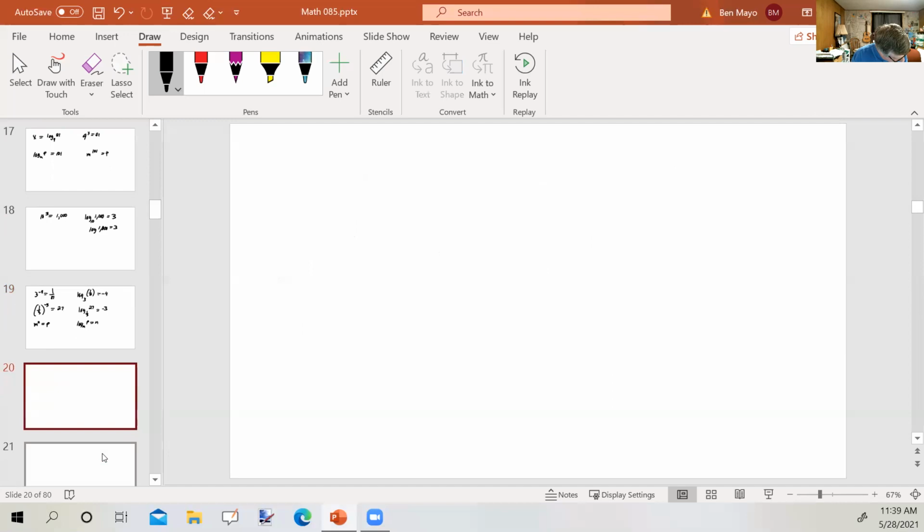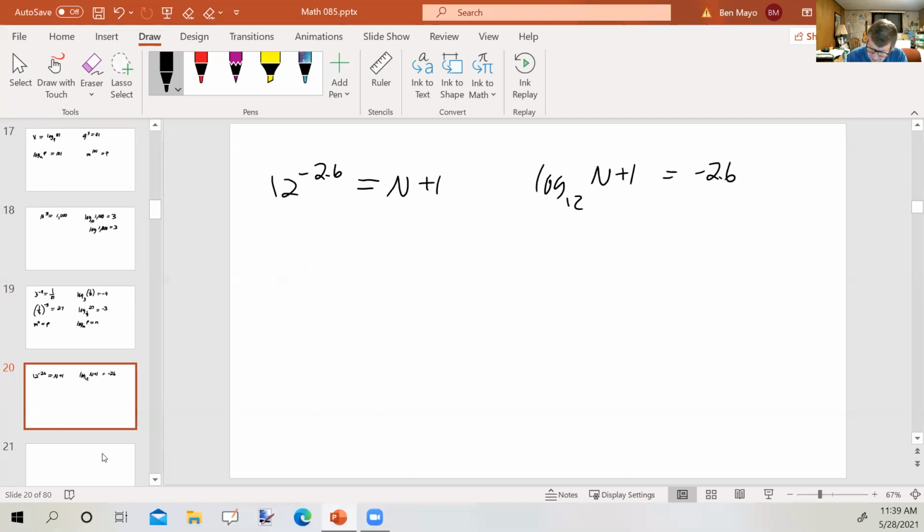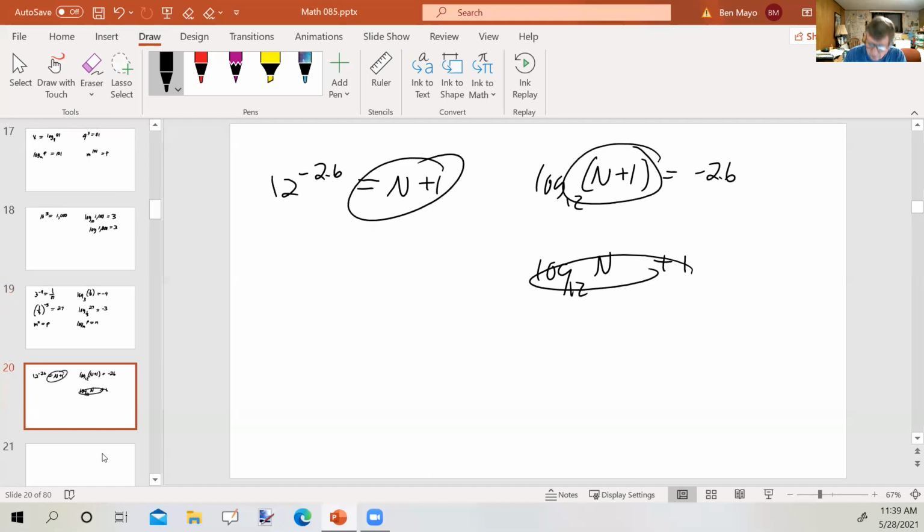Okay, in this one, 12 to the negative 2.6 power equals n plus 1. So this would be log base 12 of n plus 1 equals negative 2.6. But it's important that I group the n plus 1, because otherwise, without those parentheses, it looks like the log base 12 of n, plus 1. But all of this has to be quantified there. So be careful with your grouping symbols.